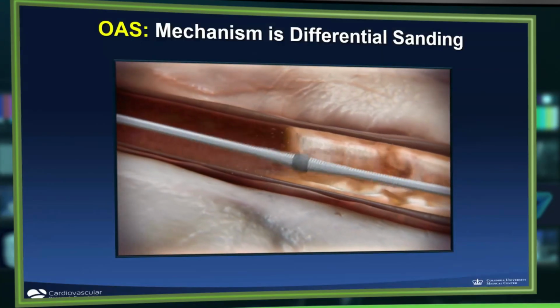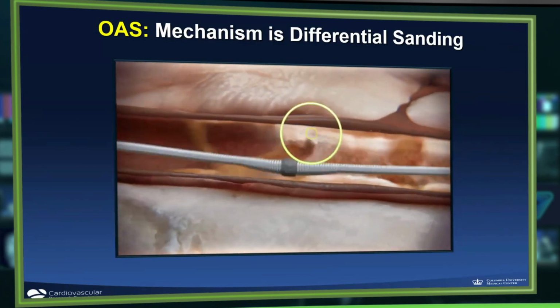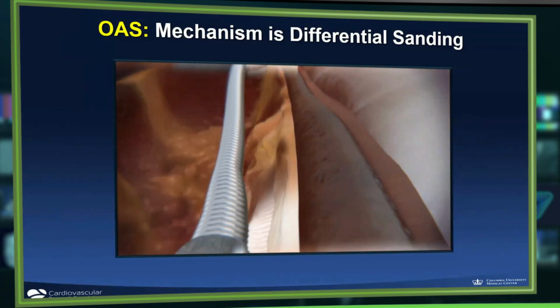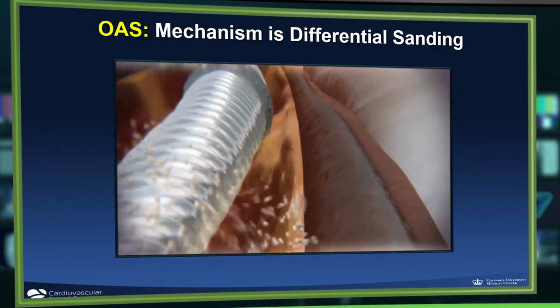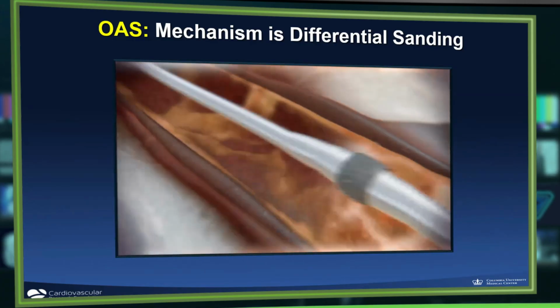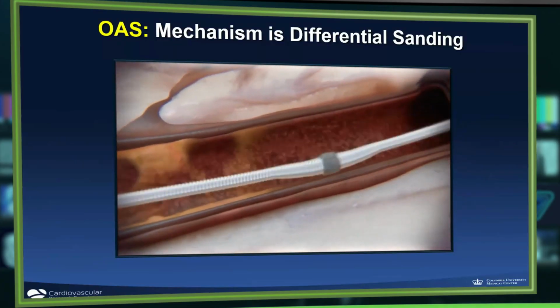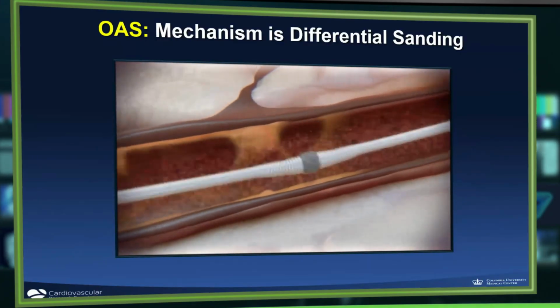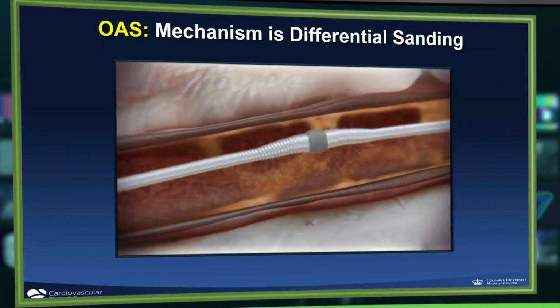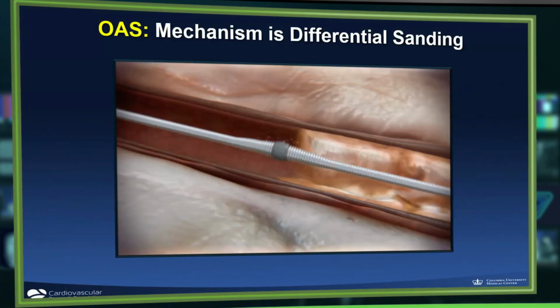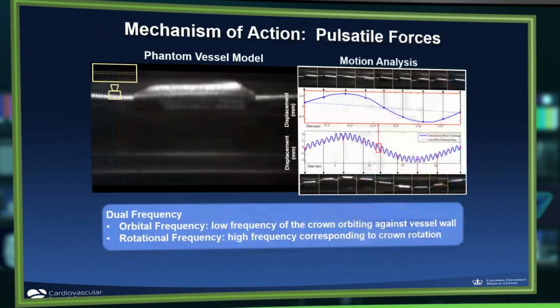The way OAS works is it's basically differential sanding. So similar to Rotablator, you'll get sanding of calcified segments, non-sanding of non-calcified segments if there's no wire bias in that area. And it also orbits in the vessel, which is why you only need one device, this 125 device, in order to effectively get atherectomy across a large variety of vessel diameters.